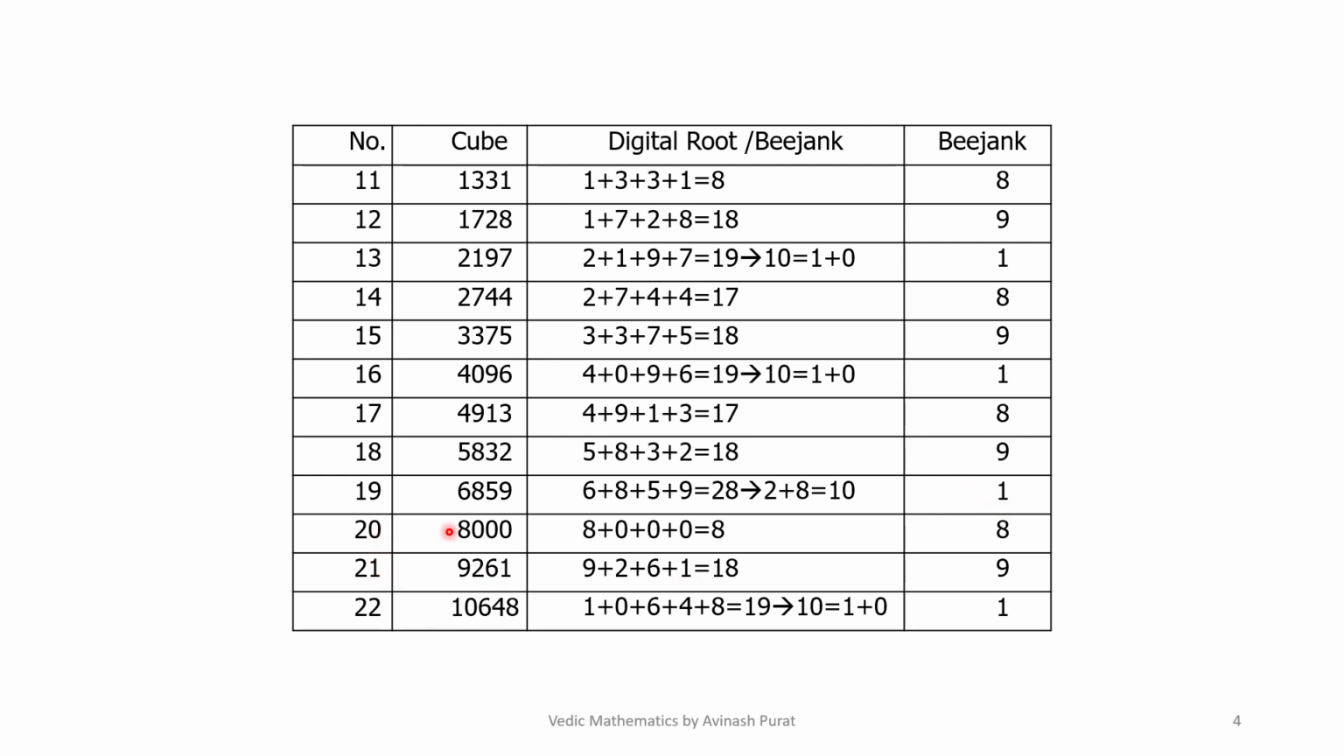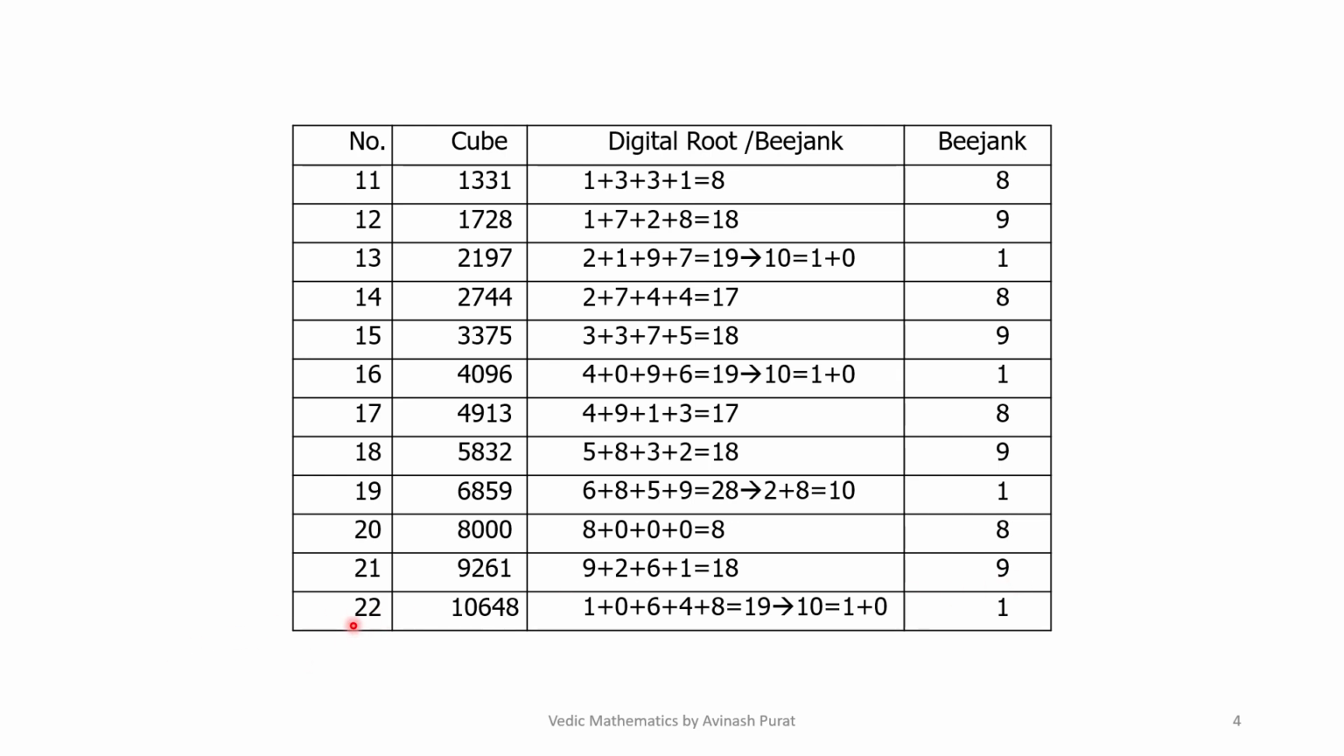Number 20, cube is 8000, digital root is 8 plus 0 plus 0 plus 0 equal to 8, that is Bijanka is 8. Number 21, cube is 9261, digital root is 9 plus 2 plus 6 plus 1 equal to 18, that is equal to Bijanka is 9.